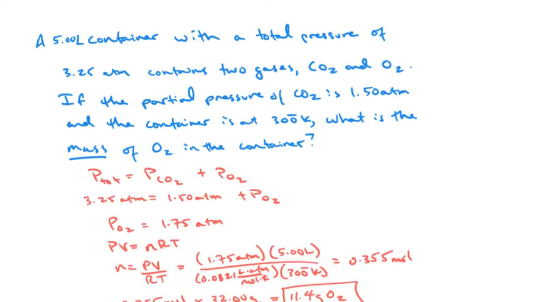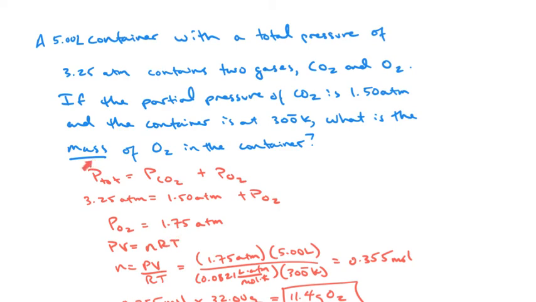Okay, so here's the solution. We start with Dalton's law. The total pressure is equal to the pressure of CO2 plus the pressure of O2. And we can solve that for the pressure of oxygen by plugging in those values. Subtract 1.50 from 3.25. That gives us the pressure of oxygen is 1.75 atmospheres.